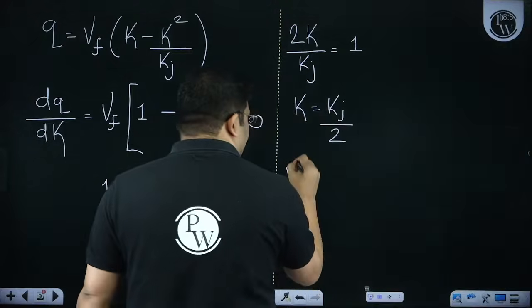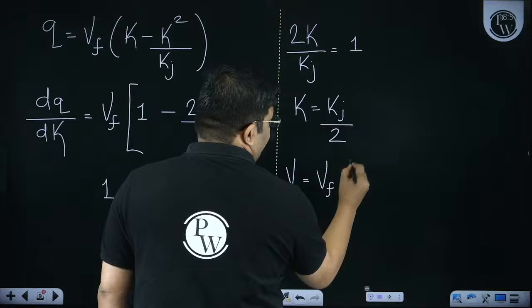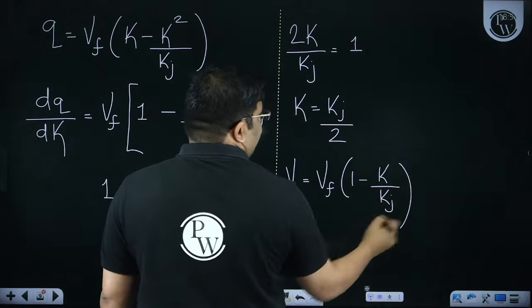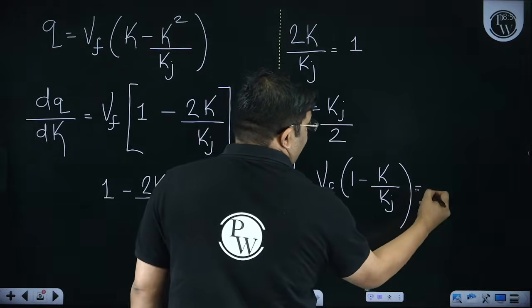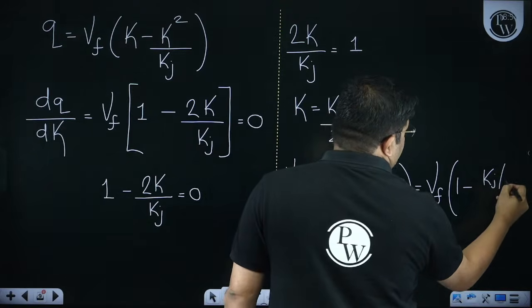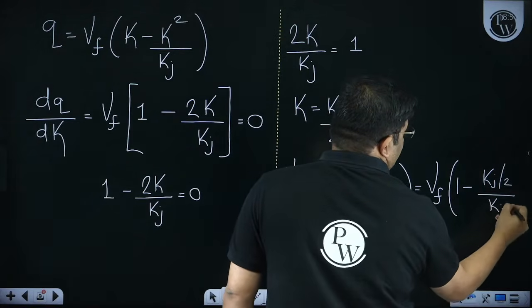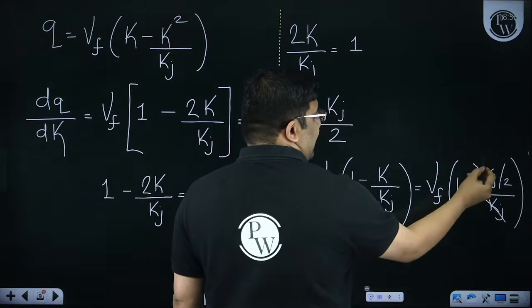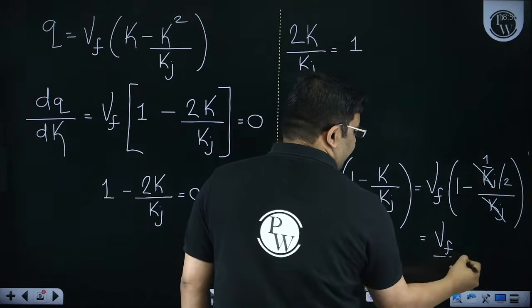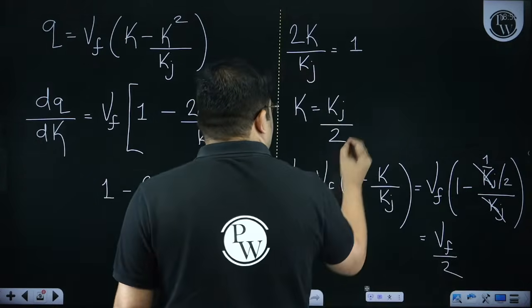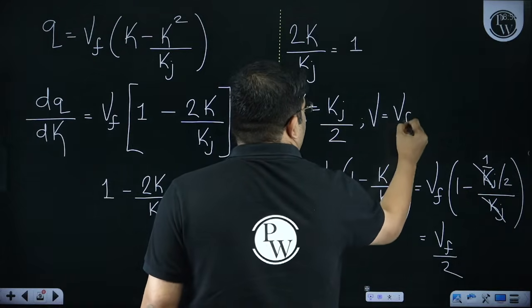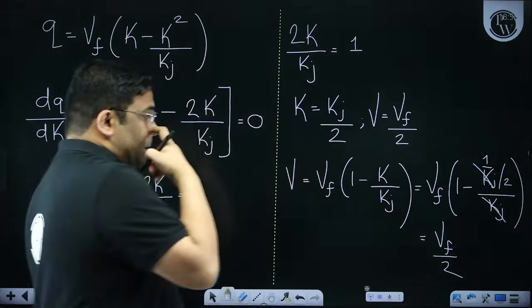And I can find out V. How? V is Vf (1 − K/Kj). In this equation, if I put K equal to Kj by 2, this becomes Vf (1 − (Kj/2)/Kj). The Kj gets cancelled, I get a half here, so 1 minus half is half. So this is equal to Vf by 2. So for maximum flow, K is equal to Kj by 2 and V is equal to Vf by 2.